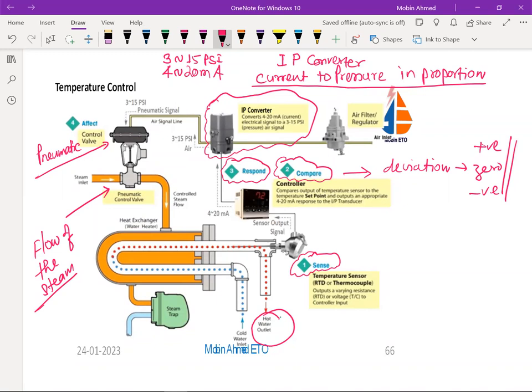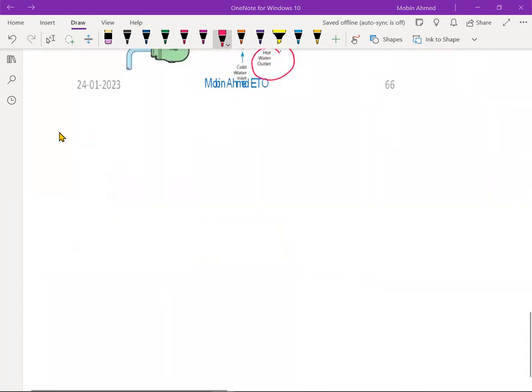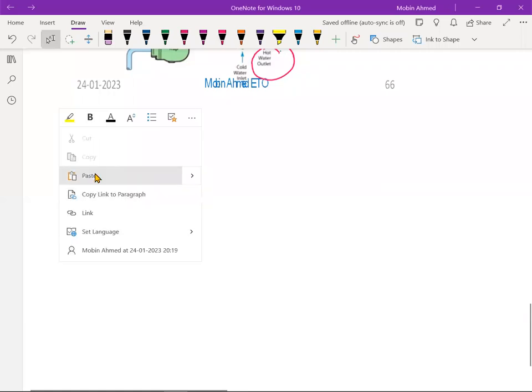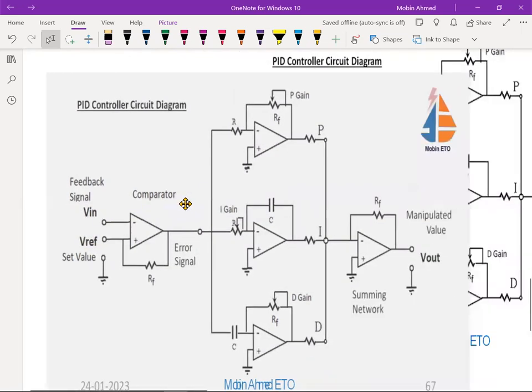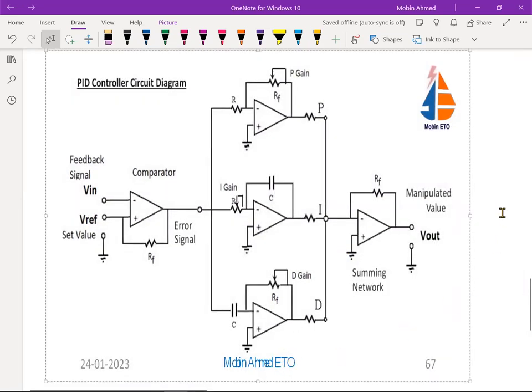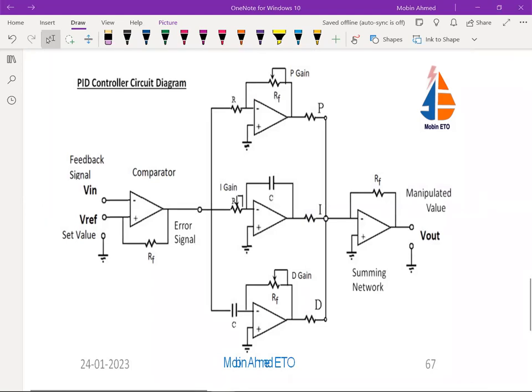Now electronic type, we have the PID controller. So PID controller circuit diagram, that is like this. This is the circuit diagram, and this is the PID controller. So this is with the operational amplifier. Try to remember this one. This question has been asked.